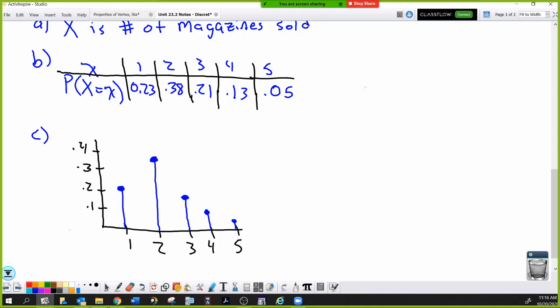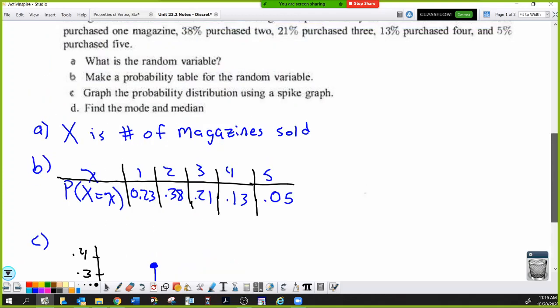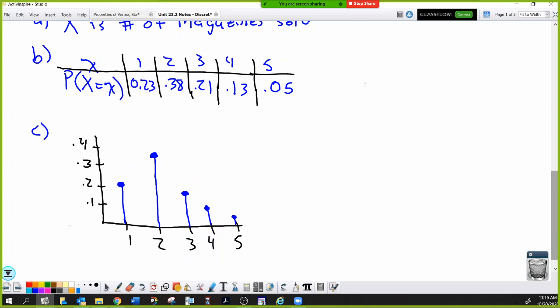So far, so good? Nothing too scary, is it? Part D asks you to find the mode and median. Mode is easy. Mode is just the most common one. What's the most common object? 2. So the mode is 2. The most commonly purchased thing is 2 magazines. Mode, fancy X equals 2 magazines.